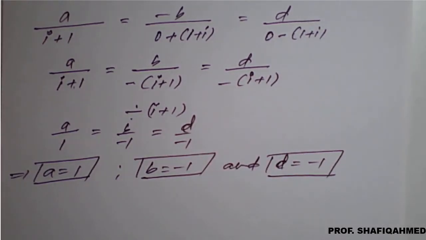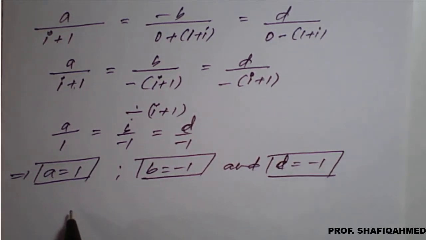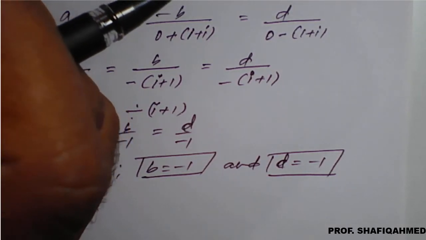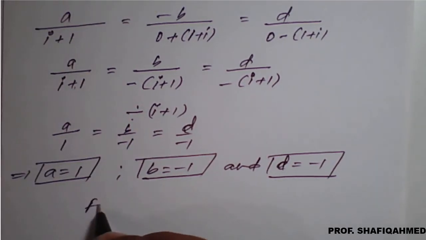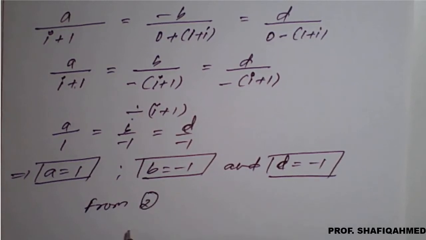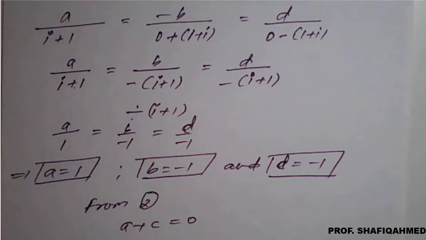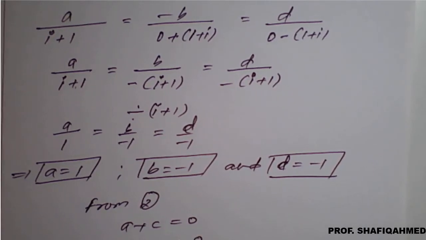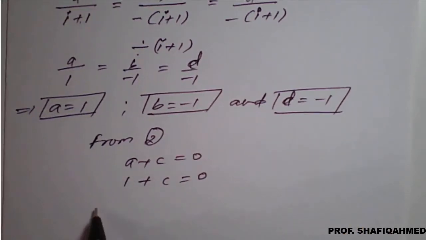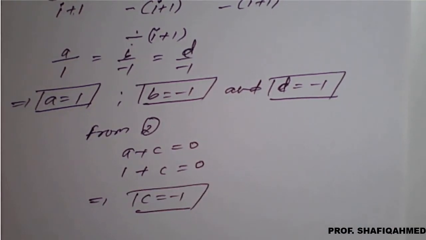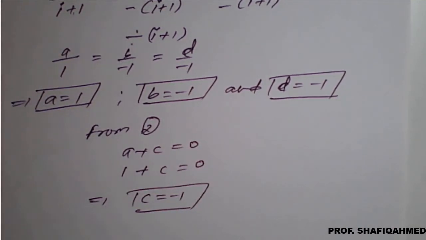To get the value of c, you can use equation number 2. From 2, a plus c equal to 0. The value of a we got is 1, so 1 plus c is equal to 0, which implies c is equal to minus 1. So we got the value of c also, that is minus 1.